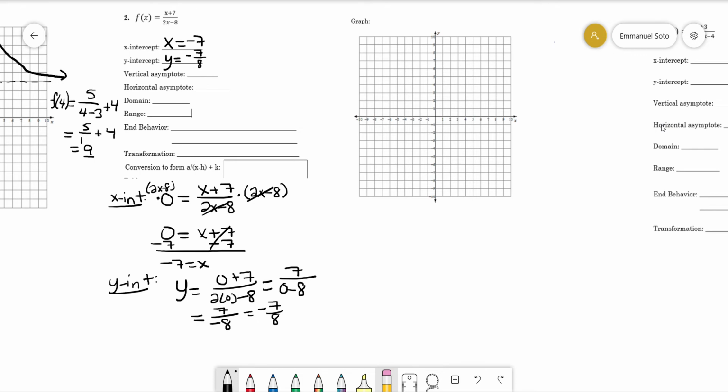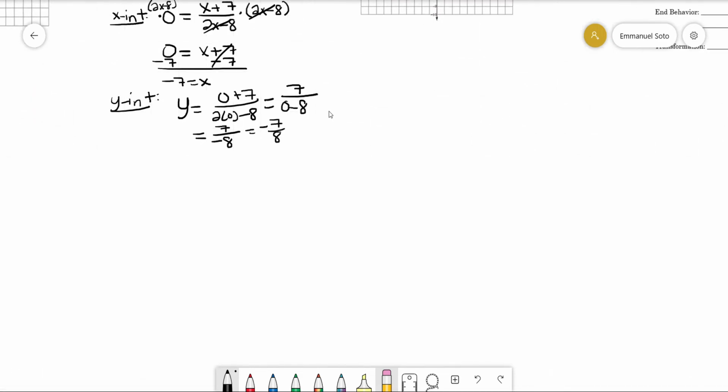Alright, now let's go ahead and find our vertical asymptote. Remember, that is when the denominator is equal to 0. So we're going to set the denominator, 2x minus 8, equal to 0. We're going to add 8 to both sides. So we have 2x is equal to 8. Go ahead and divide both sides by 2. So you have x equal to 4.